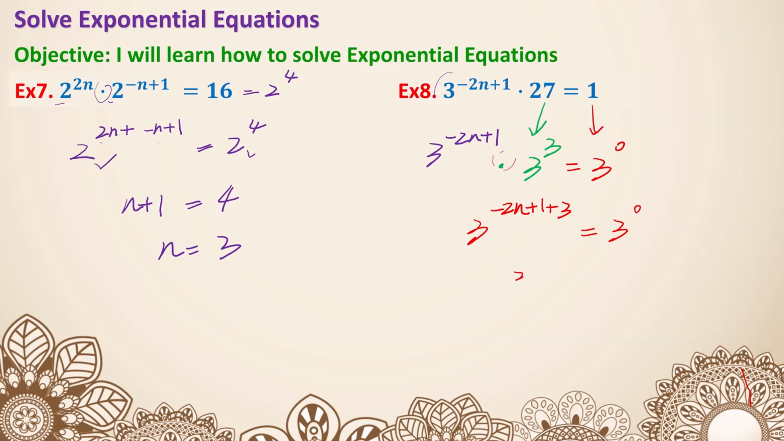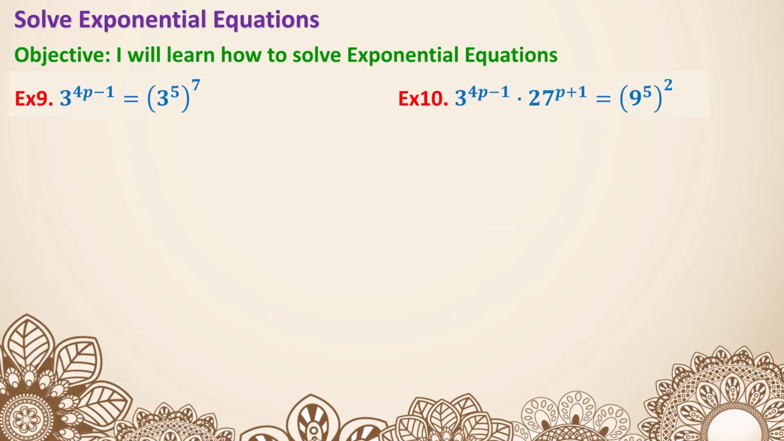So that means the bases are the same. Negative 2n plus 4 equals 0. So negative 2n equals negative 4. Divide both sides by negative 2. n equals 2. That is example 8.